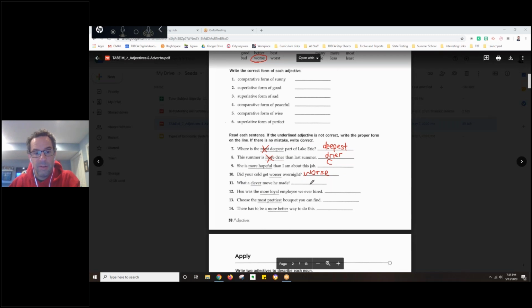11 says, what a clever move he made. That one, what a clever move. It's really not quite sure how many things that's comparing. It's probably just one. So that's describing his move. So maybe it's a basketball move or something. So it's just clever. So this one is correct. It's just the normal form of the adjective.